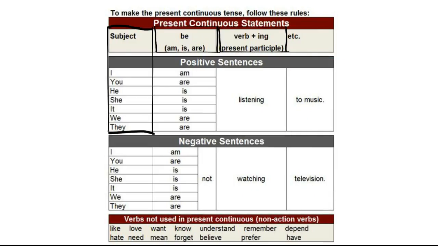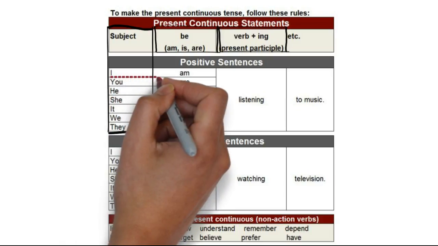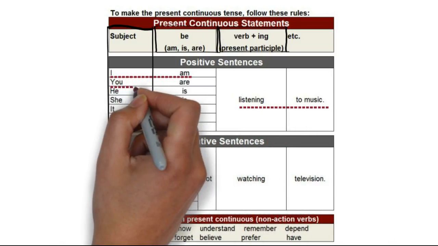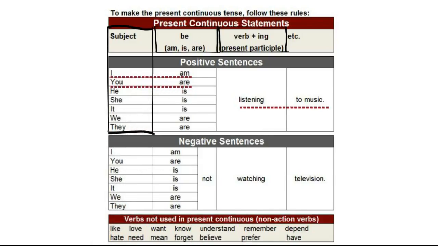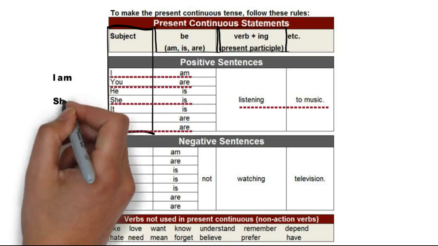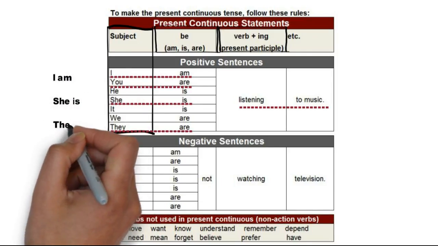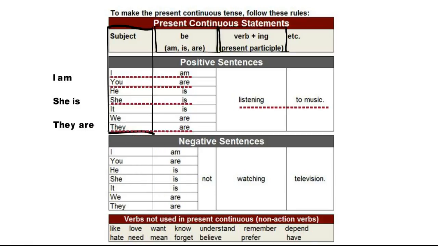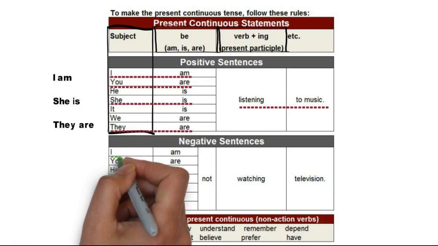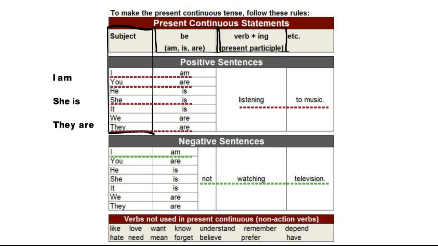So, on our table, we can make positive sentences like, I am listening to music. You are listening to music. She is listening to music. They are listening to music. Notice that the helping verb agrees with the subject. So we say, I am, she is, they are. We can also make negative sentences like, I am not watching television. You are not watching television. He is not watching television. And so on.